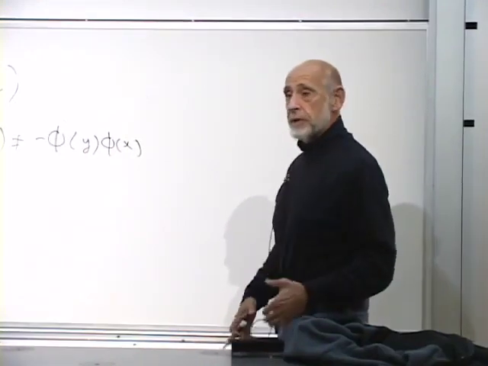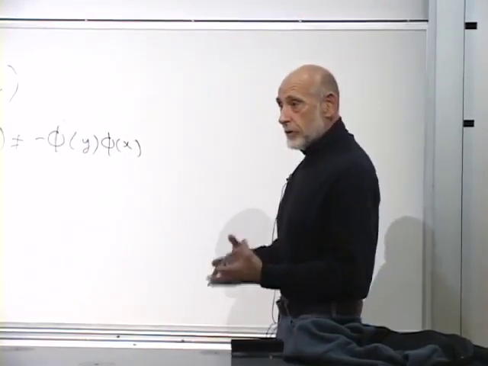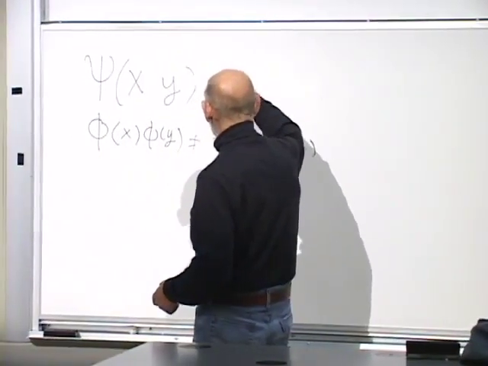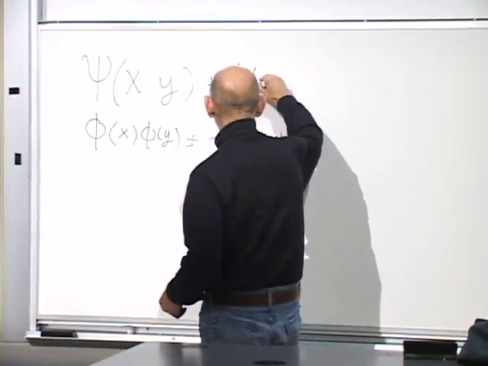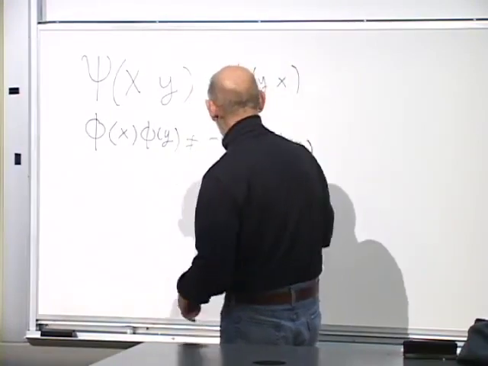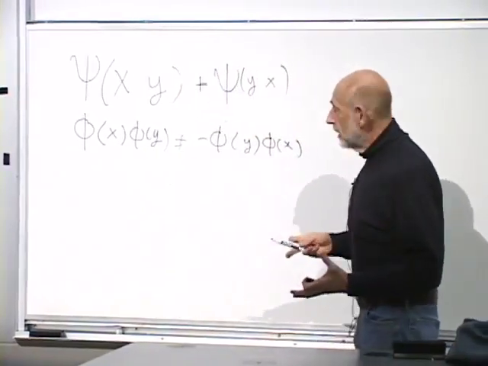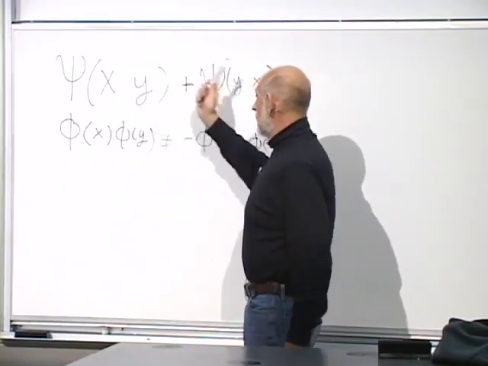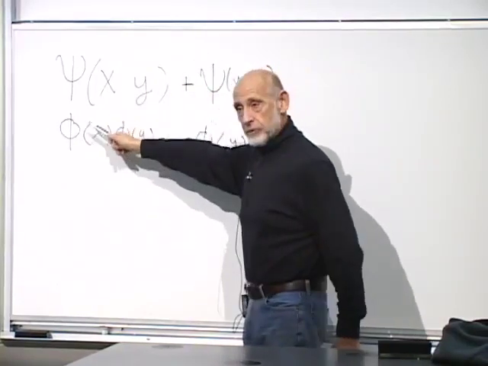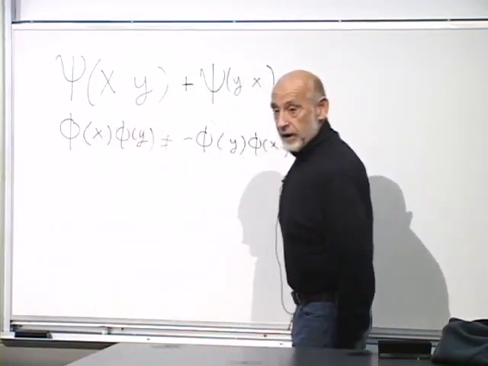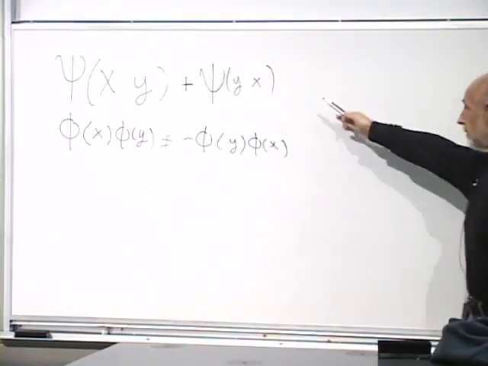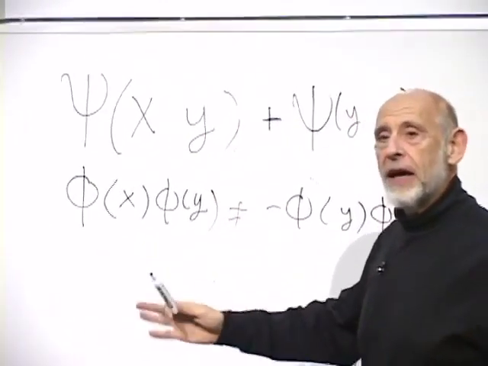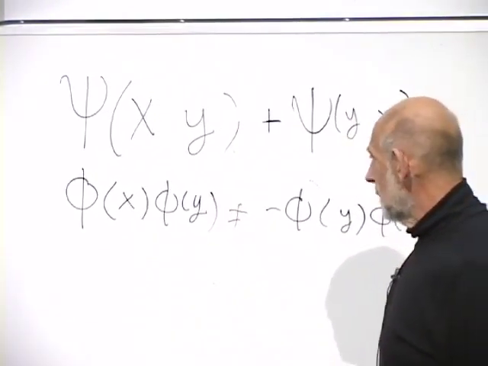All right, if you want to make something symmetric, which is an appropriate wave function for two bosons, you just add psi of y and x. Now this is obviously symmetric. If you interchange x and y, this one becomes this one, this one becomes this one, and nothing happens to the sum. Now this is a symmetric wave function. This is a possible wave function for bosons for any psi of x and y.